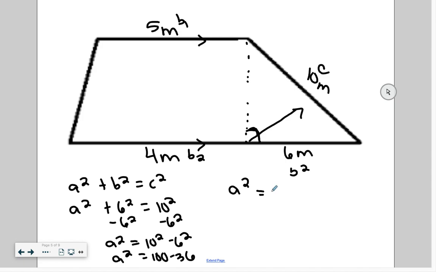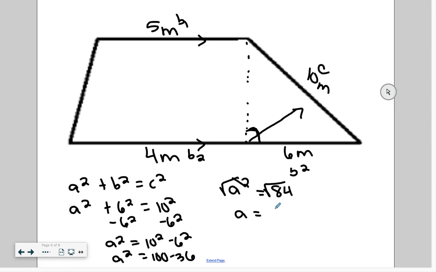100 minus 36 is equal to 84. Now I'm solving for A, not A squared. So to get rid of that squared, I have to take the square root of both sides. That leaves A here. And the square root of 84, that's one of those perfect squares that we talked about, because when I take the square root of 84, I get a whole number.